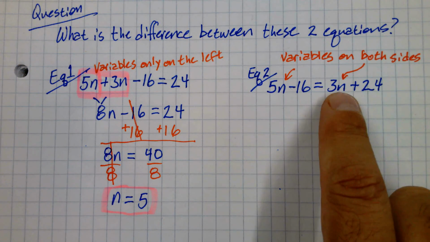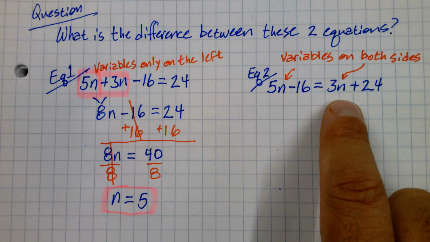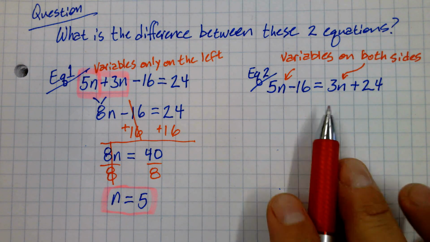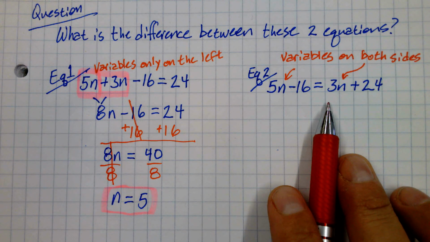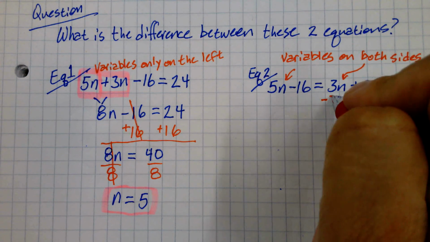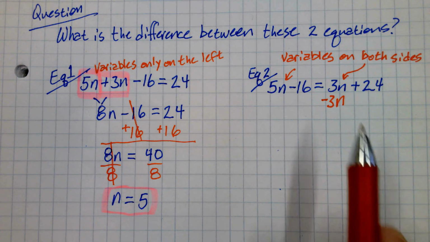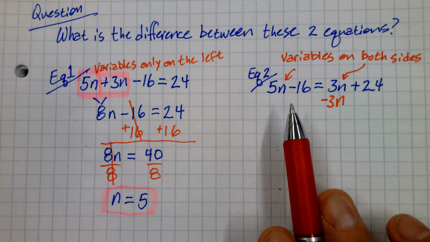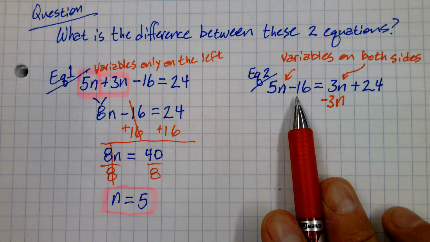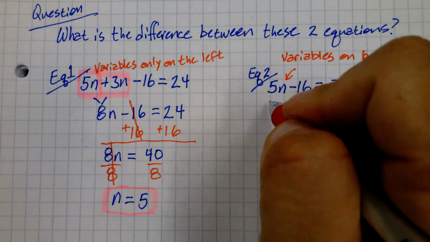So I think I'm going to get rid of 3n. I want to get rid of it. So what I'm going to do, what's the opposite of 3n? Negative 3n. So I'm going to minus 3n. But there's a rule, remember? Whatever I do on one side, I have to do on the other side. So I have to minus 3n on the other side. So do I minus 3n to 5n or to 16? Yeah, line it up with the other n, the like term.